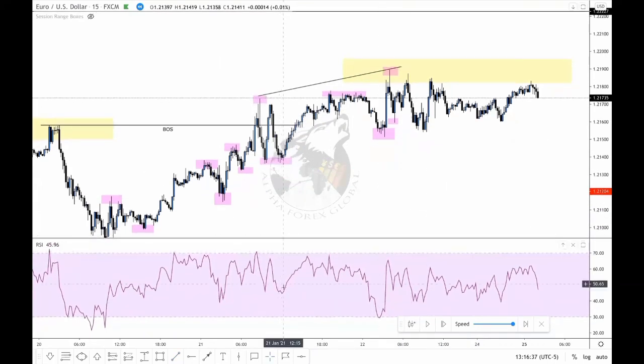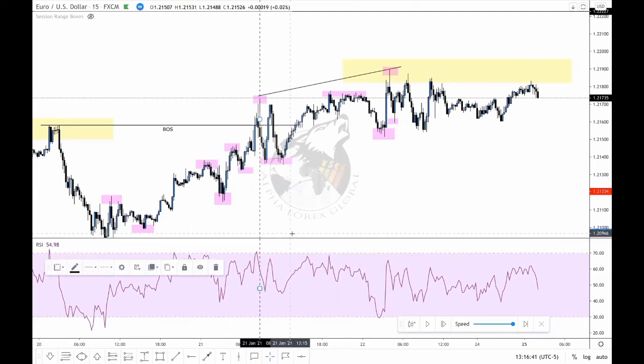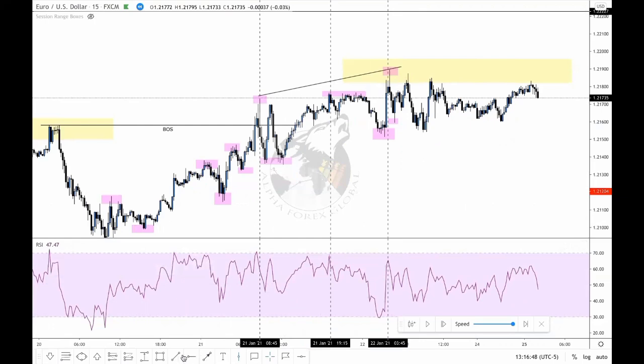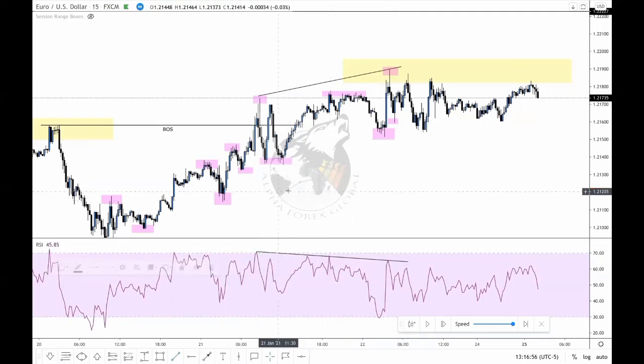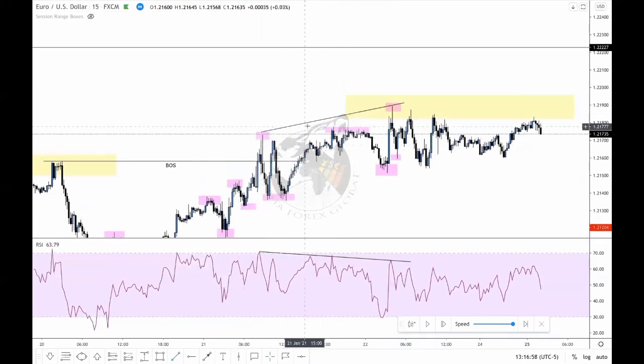So let's look at this. So this point right here, basically, and then this point right here, right? So if you look at this, the market is trending up, but the divergence is down.